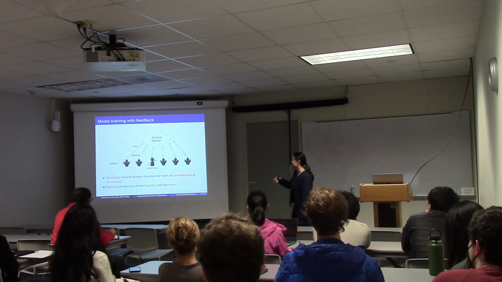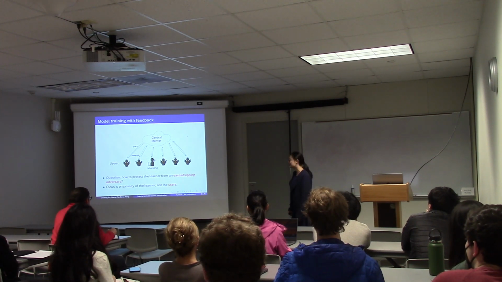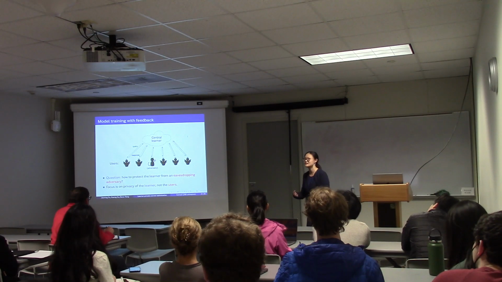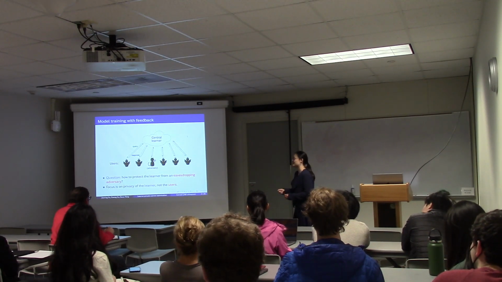Since you're broadcasting your sequence of model parameters to all the users, it's so easy for the adversary to just go in there and eavesdrop and steal your model, which could be very expensive to train. So our question is, in scenarios like this, how do you query in a smarter way so that you protect yourself from such an eavesdropping attack?